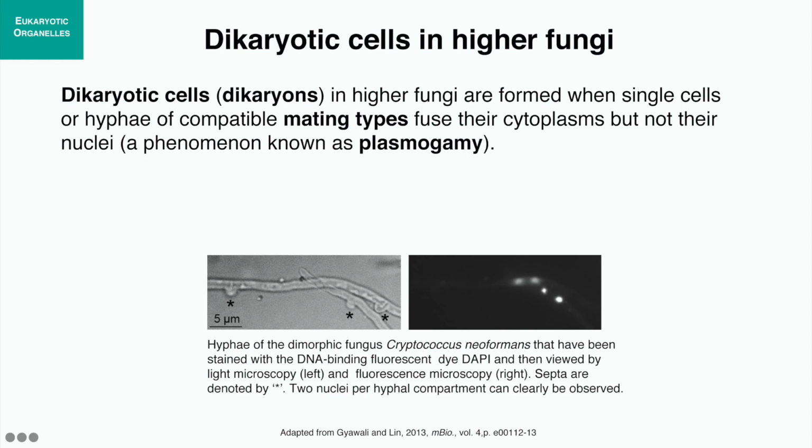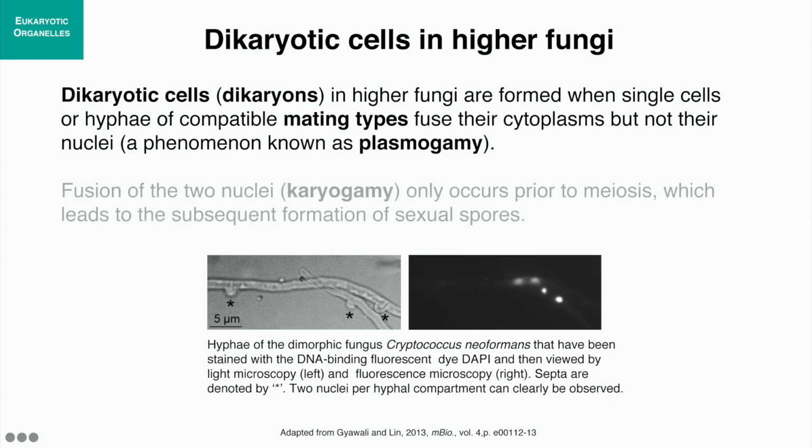Dikaryotic cells in higher fungi are formed when single cells or hyphae of compatible mating types fuse their cytoplasms but not their nuclei. Fusion of the two nuclei only occurs prior to meiosis, which leads to the subsequent formation of sexual spores.